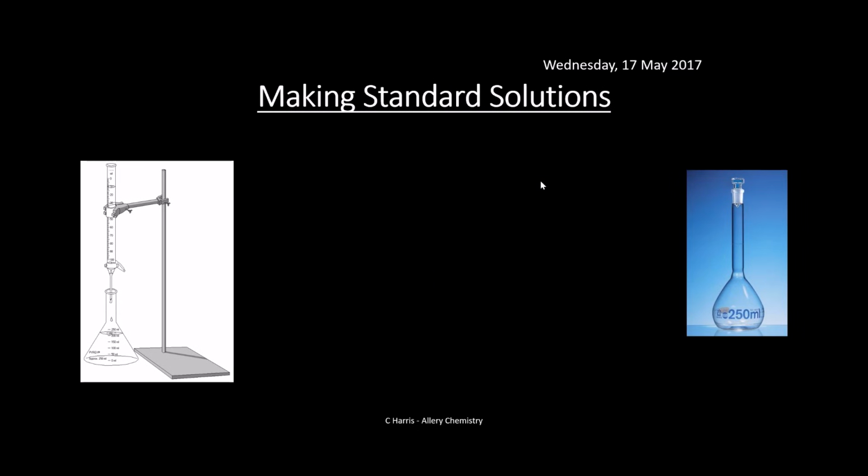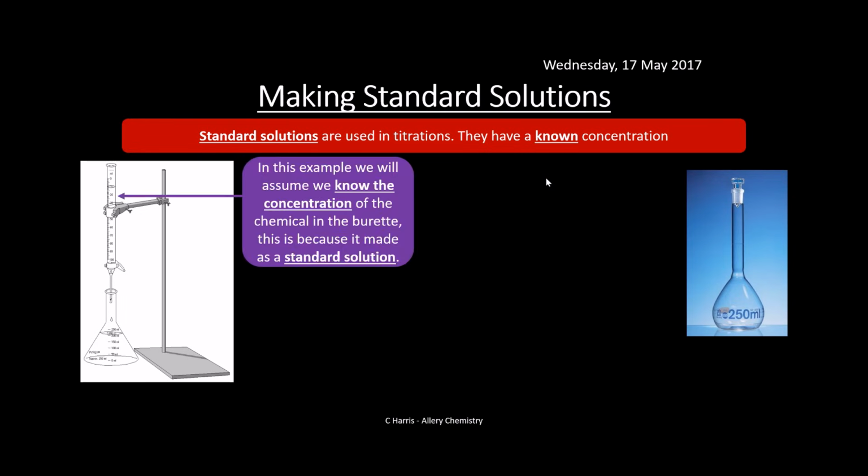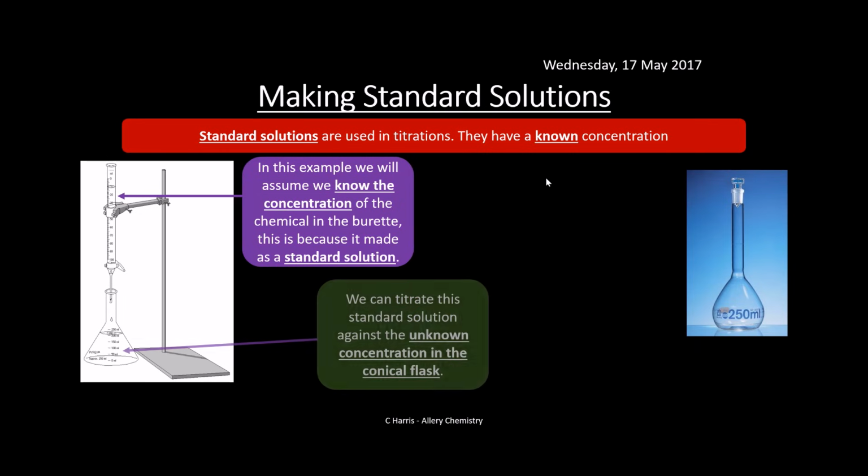Okay, so we need to know how to make a standard solution. Standard solutions are used in titrations and they have a known concentration. So in this experiment, we will assume we know the concentration of the chemical in the burette, and this is because it's made as a standard solution. So we can titrate this standard solution against an unknown concentration in the conical flask. So we're going to titrate it into there.